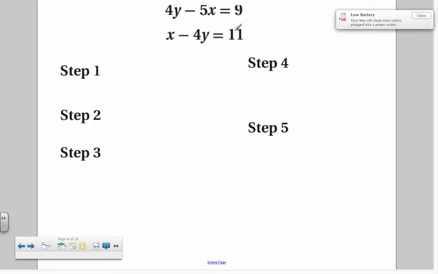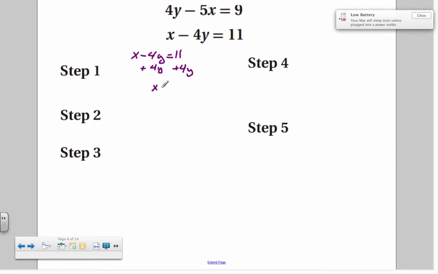My first equation, 4y minus 5x equals 9. I could solve for x or y in this equation, but I think the second equation is going to be easier. x minus 4y equals 11. If I take a look here, I can easily solve for x simply by adding 4y to both sides. So I'm going to start by doing that. Step 1 asks me to solve for a variable. So I'm going to take x minus 4y equals 11, and I'm going to solve by adding 4y to both sides.